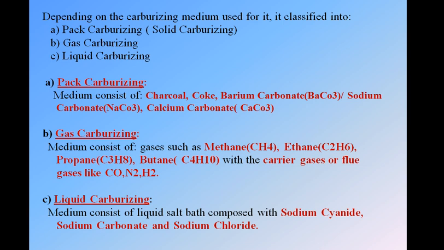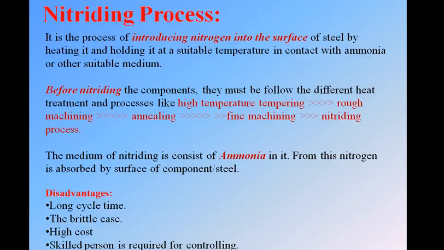Okay, so next, the nitriding process. It is the process of introducing nitrogen into the surface. As we know, when we introduce carbon, we get the carburizing process. Here, introducing nitrogen, we get the nitriding process. That is, introducing nitrogen into the surface of a steel by heating it, holding and cooling it.